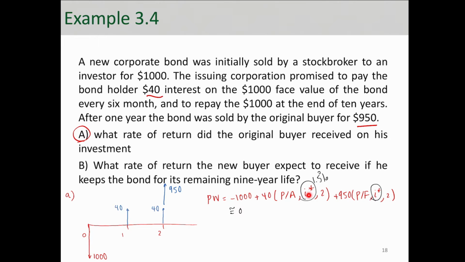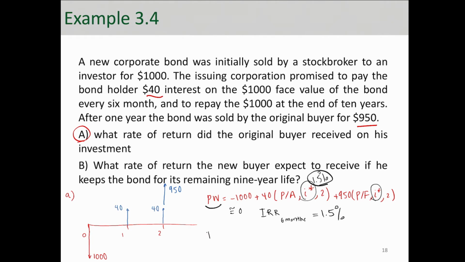What you can do again is to try a percentage that gives you a positive present worth, and then try another percentage that gives you a negative present worth, and then do the linear interpolation, and you will see that the IRR, or the percentage that gives you a present worth equal to 0, is about 1.5%. But keep in mind that this IRR is the IRR of 6 months, because these periods here, 2 periods, are each 6 months. So IRR of 6 months is 1.5%.